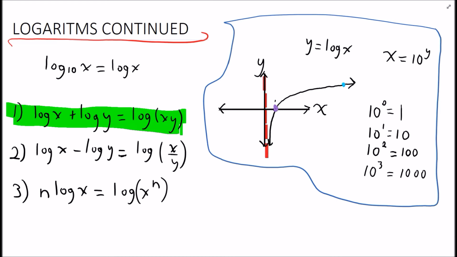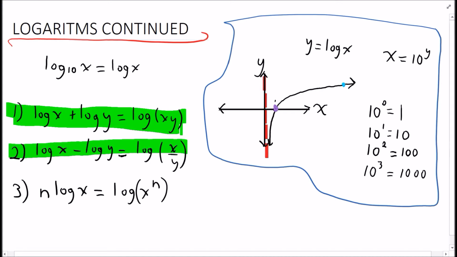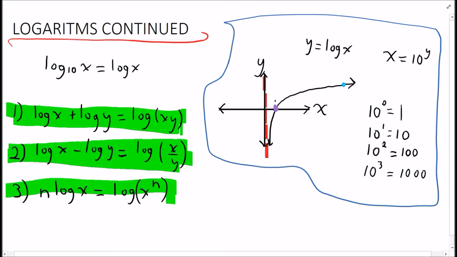Rule number 2, if I had log x minus log y, that would give me the log of x divided by y. And the third rule is if I have some number, and we're going to call it n, times log x, that's the same as log of x to the power of that number, in this case n.